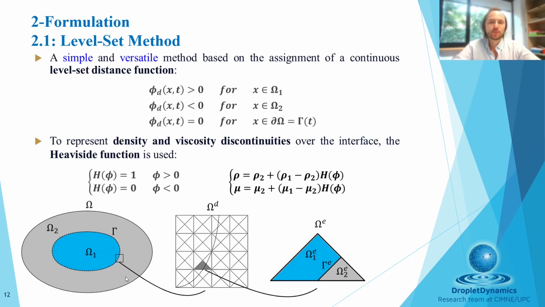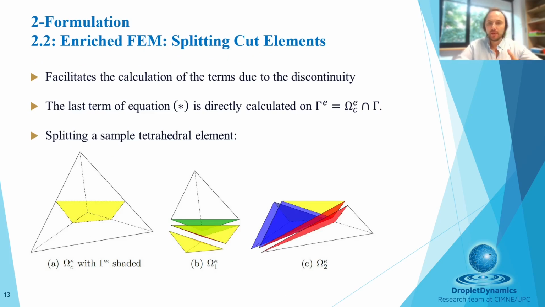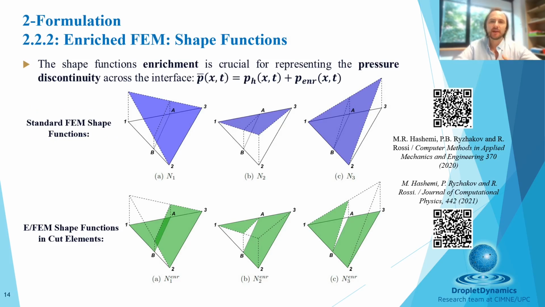Basically the distance function has a negative sign on one side of the interface and positive on the other one. And in order to be able to compute accurately the terms that enter our governing equations in the elements that are cut by the interface, we perform the so-called tetrahedral splitting. So we create some elements, but most importantly, in order to be able to capture accurately the discontinuity, we perform the finite element enrichment.